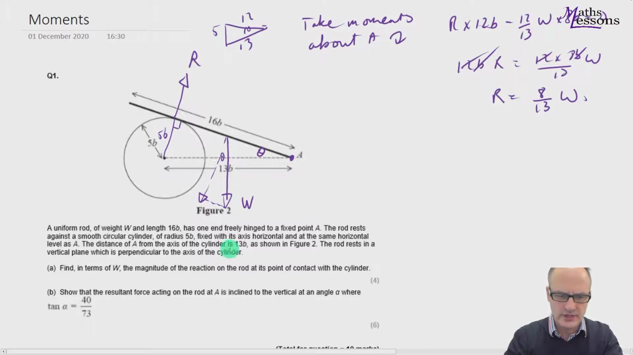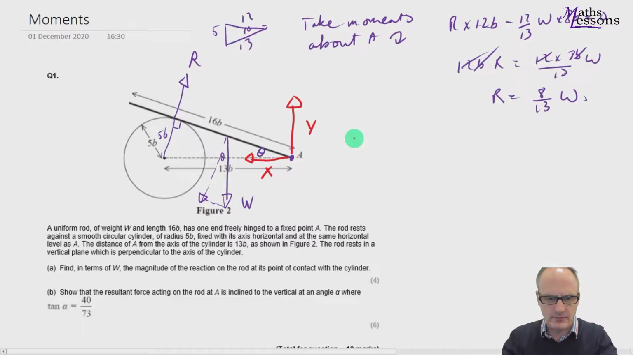The trickier part of the question is to find the resultant force acting along the rod. So basically the resultant force at A is inclined to the vertical at angle alpha, where we want tan alpha. We're looking at the resultant force from the pivot here acting along the rod. What we do is take two components, which is the clever way to do this. We'll have the X component and the Y component, and then work out what those are. From those we can work out the resultant force on the pivot.